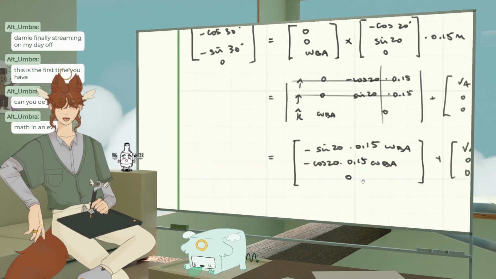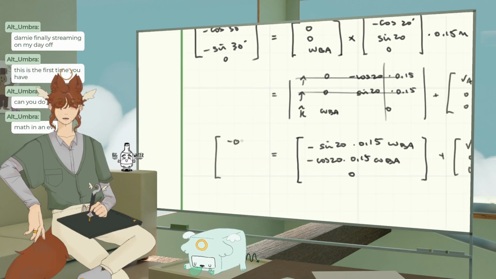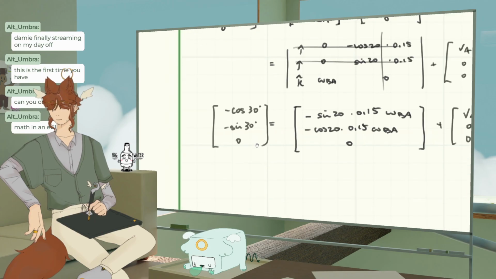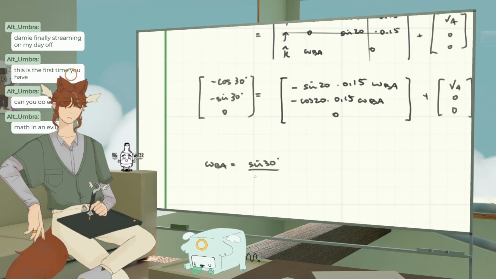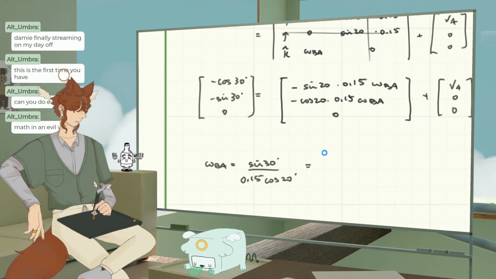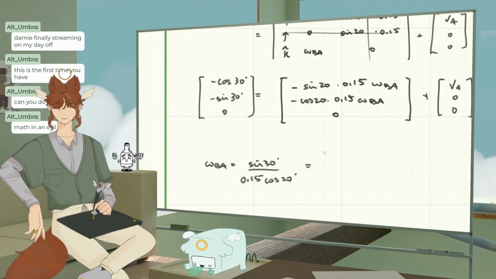Oh, that makes sense. Because I was like, one of these is right, but the other one is wrong. Why is the other one wrong? It's wrong because the other one is stuck in there, so it'll be right. There we go. Got it. So we have omega BA equals sine 30 over 0.15 cosine 20. And that should equal 3.35 something.